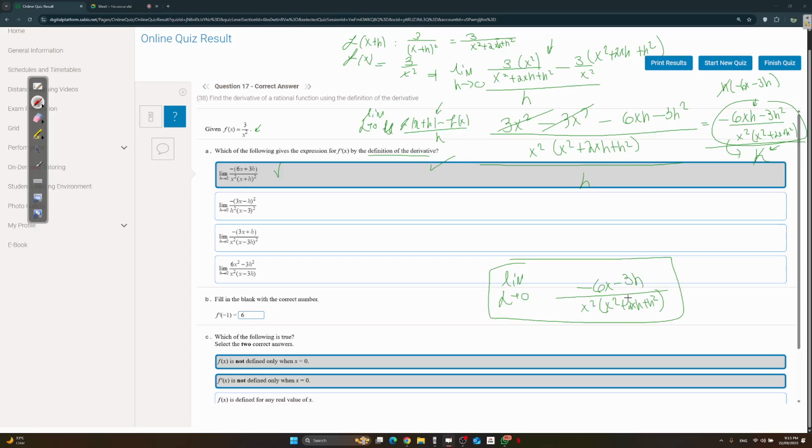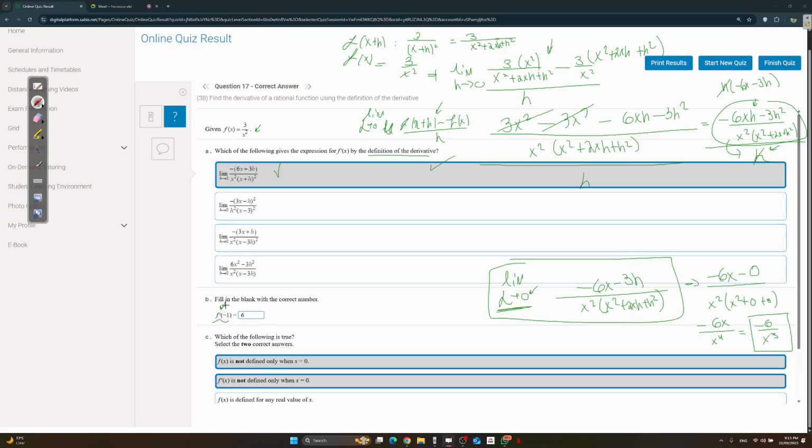What are you going to add? What are you going to subtract? So when you can't simplify anymore, h goes in. So it's going to be minus 6x minus 0, because h is 0, over x squared times x squared plus 0 plus 0. Simplify this, you're going to get minus 6x over x to the power 4. So you're going to get minus 6 over x cubed. So this is your derivative.